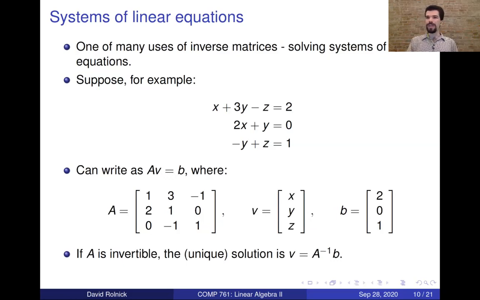Now, why is it unique? Why is it the unique solution? Well, you just multiply on both sides by A inverse, if A inverse exists, and you have V equals A inverse B. That's just what you get. So this is actually a proof that if A is invertible, then there is exactly one solution to this system of linear equations.